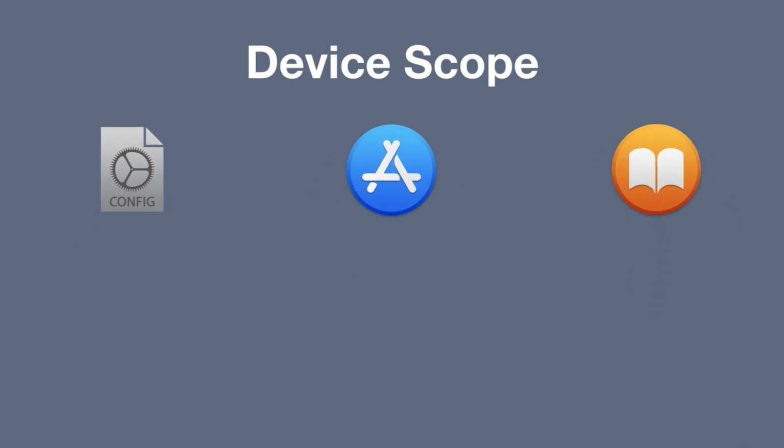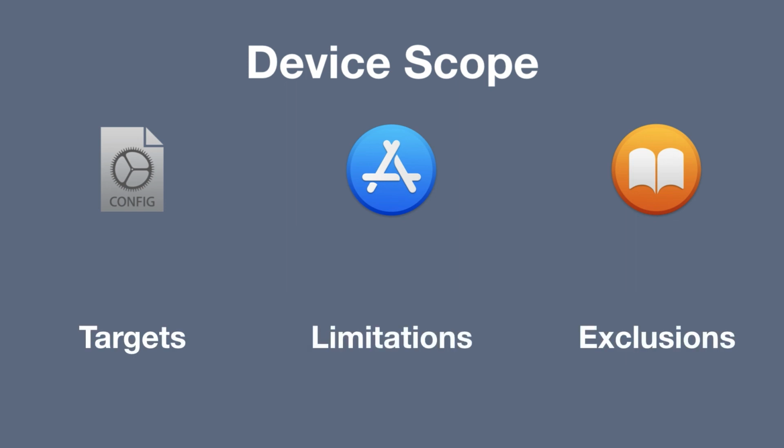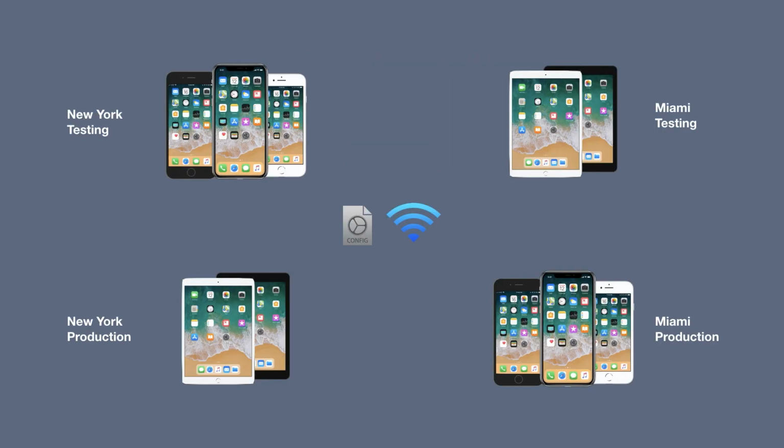Three options are available when scoping to devices: targets, limitations, and exclusions. This video will focus on targets and exclusions. Say we have 10 mobile devices under management belonging to various buildings and departments, and we want to scope a configuration profile to provide those devices access to the company Wi-Fi.